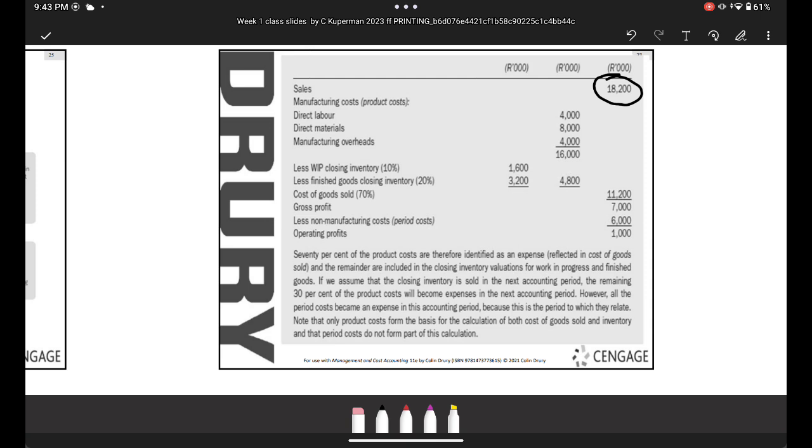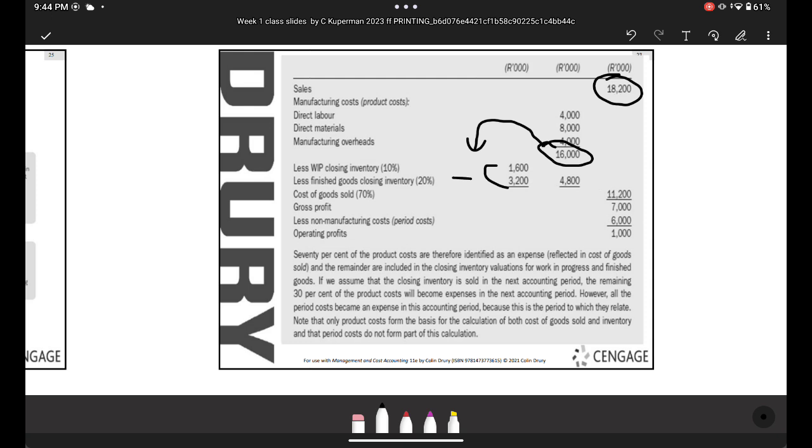The way they got 4,800, they added this. So the way, I don't know why they do this so complicated, but you take this, you add it. No, sorry, 1 second. You minus it. Why do you minus it? Because it says less. So less closing inventory and less finished stocks inventory. So that means you minus. So you take this amount. So they added these two together to get this 4,800. And then this minus this will give you this. Or you can just say this minus this will give you that same amount, right?